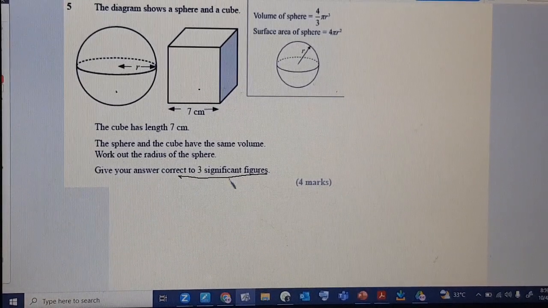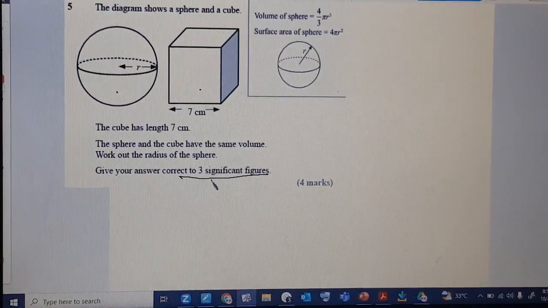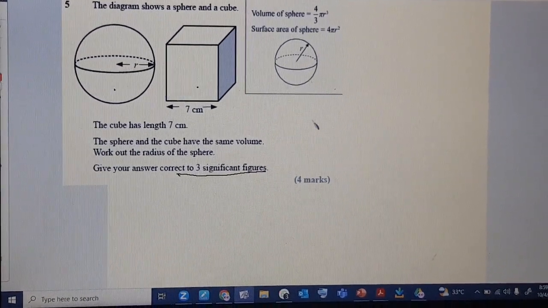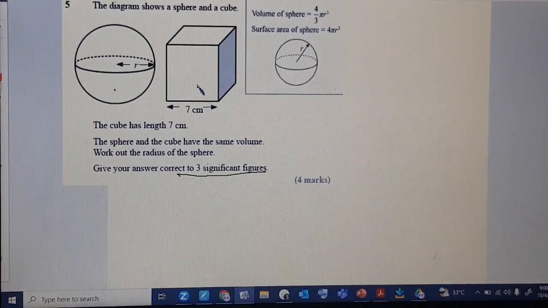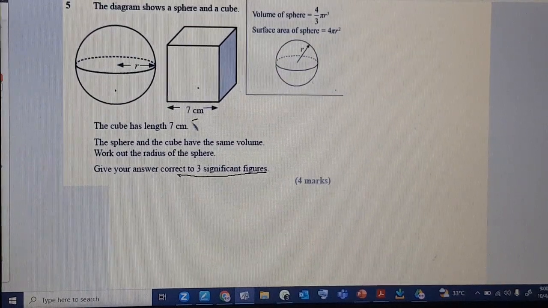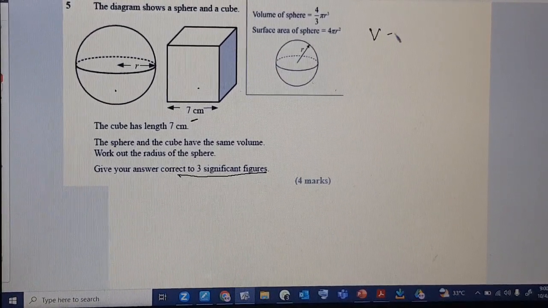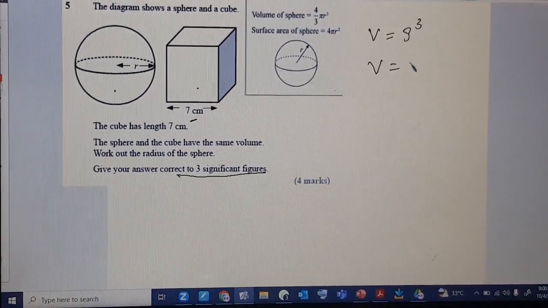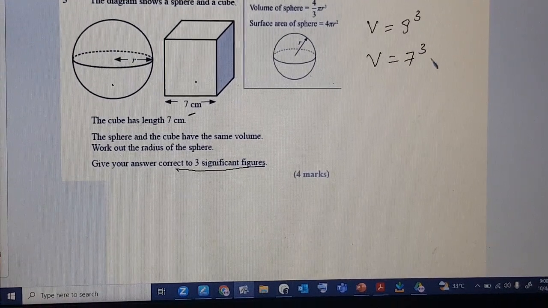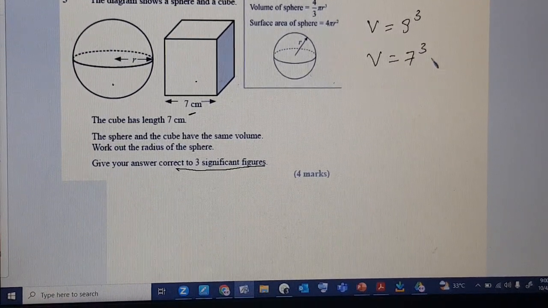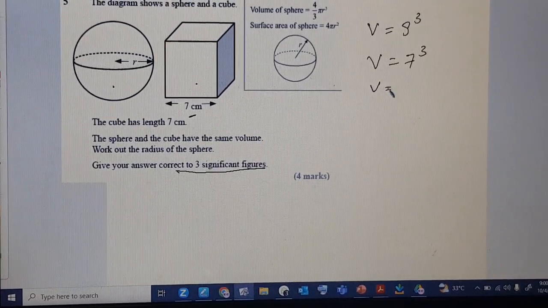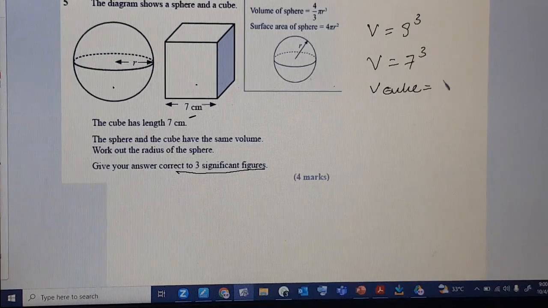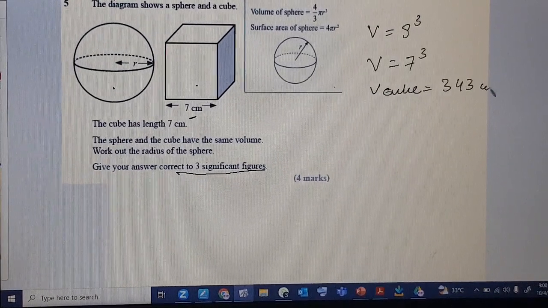This gives me the hint that my answer will be in decimal, and I'll be rounding to three significant figures. So first thing first, since they said that the volume of the sphere and the volume of the cube are the same, and I have no information about the sphere, but I have the value given for the cube. So the volume of a cube is side cubed, or length cubed. So I will say volume is equal to 7 cubed. When I take 7 cubed, I get my answer as 343. So the volume of the cube is equal to 343 centimeter cubed.